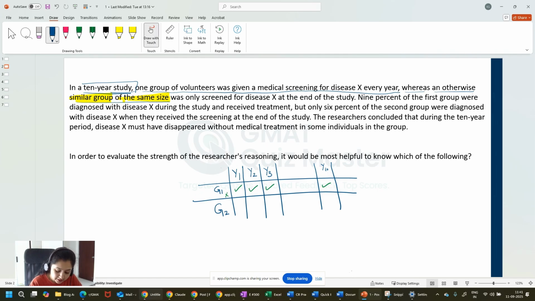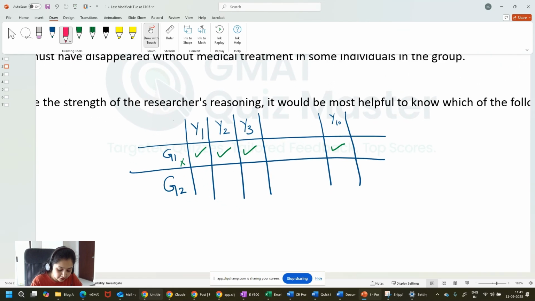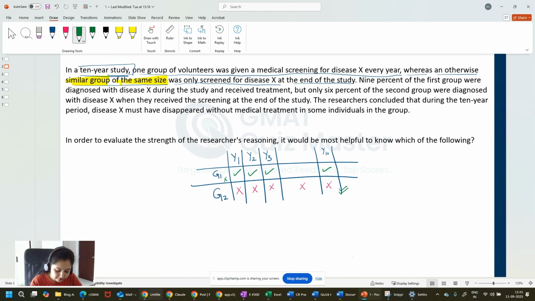Now, what about this group? This group was only screened for disease X at the end of the study. So this group did not receive screening every year, right? It received screening somewhere at the end of the study. So this is the difference between these two groups. All right, let's read further.